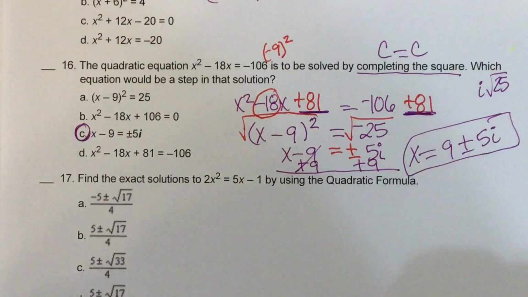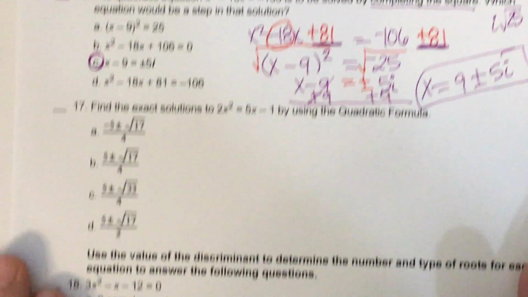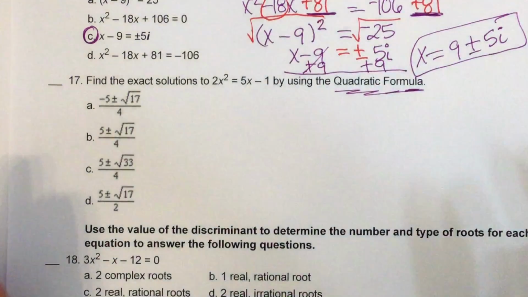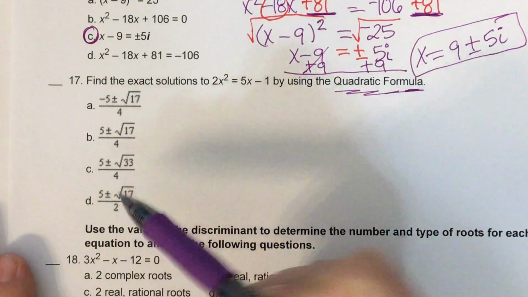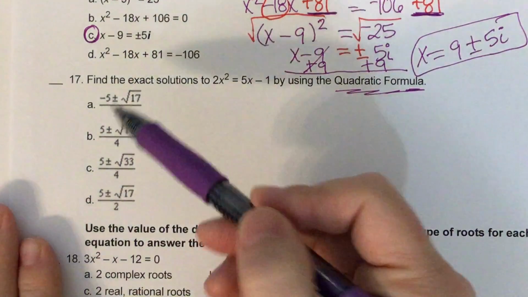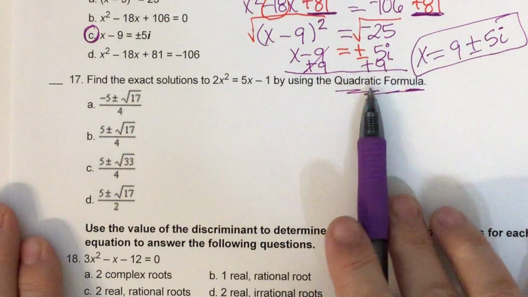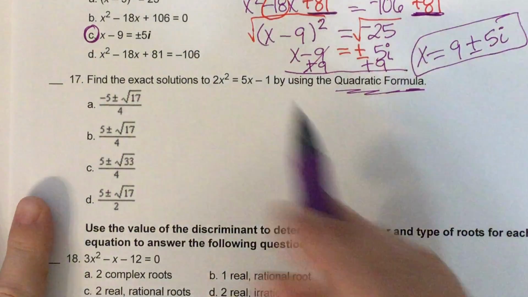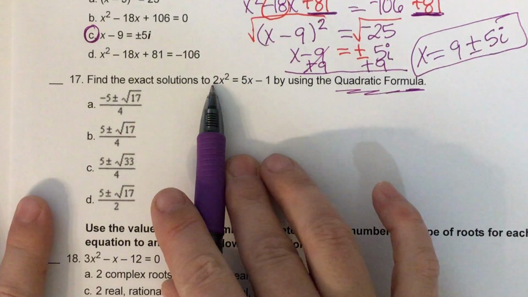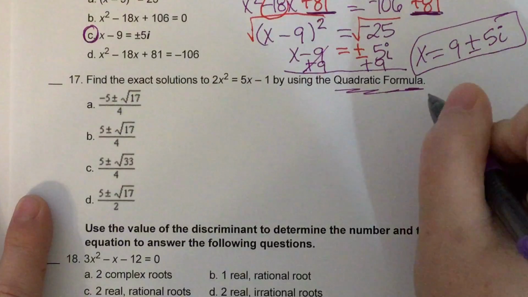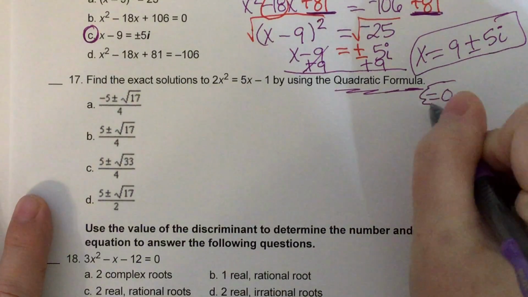Okay, number 17. This is telling us to find the exact solutions using the quadratic formula. Now, if these answers were nice, I could just use my calculator to find the answers, but clearly these answers are not nice, so I'm going to go ahead and use quadratic formula. I could complete the square, but when your a is not a 1, completing the square is no fun. So quadratic formula, it needs to say equals 0 before you begin.